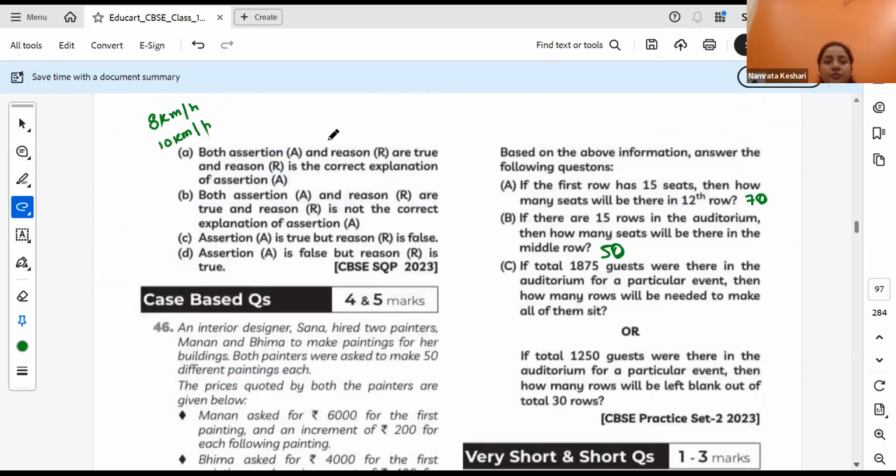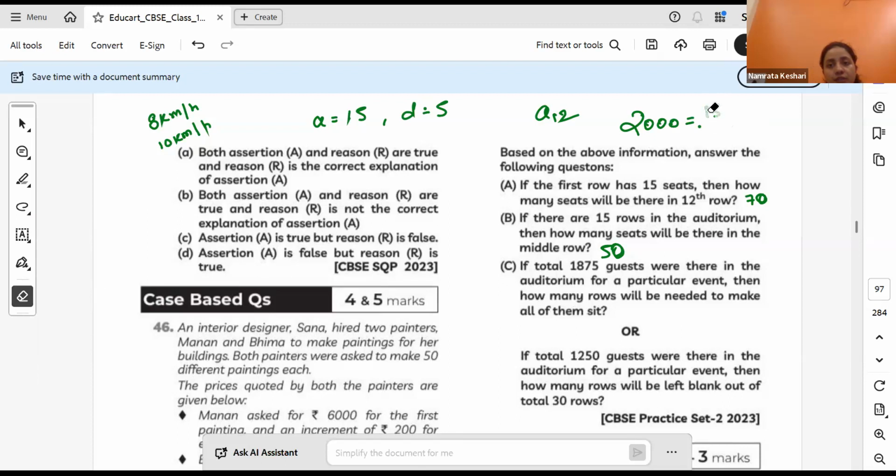If the first row has 15 seats, so A is 15, common difference is 5, then how many seats will be there in the 12th row? Yeah, A12. Okay, you have found. If there are 15 rows in the auditorium, then how many seats will be there in the middle row? Okay, there are 15 rows, that means the sum of all the terms is 2000. Okay, and there are 15 rows, right?